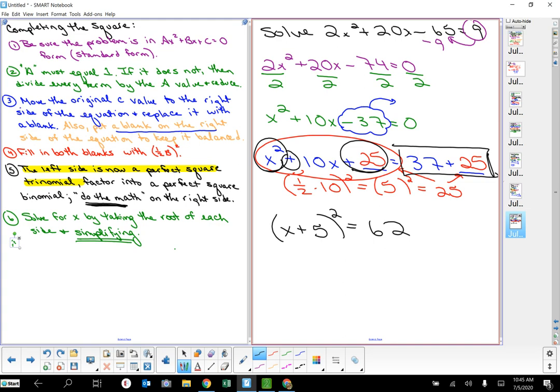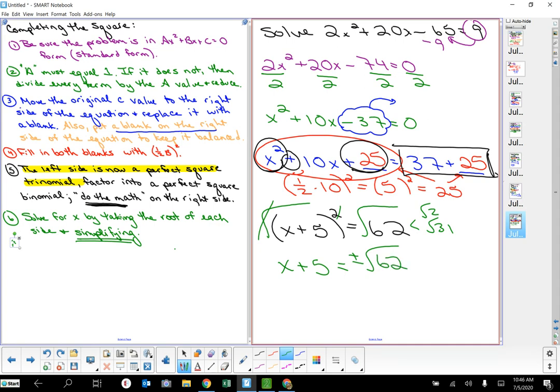All right, now we're going to do step 6, solve for x by taking the root of each side and simplifying. So we're going to take the root, the root and the square cancel each other. So we have x plus 5. And the root of 62 doesn't simplify because this is the root of 2 and the root of 31. Both of those are prime. So you're just going to keep plus or minus the root of 62.